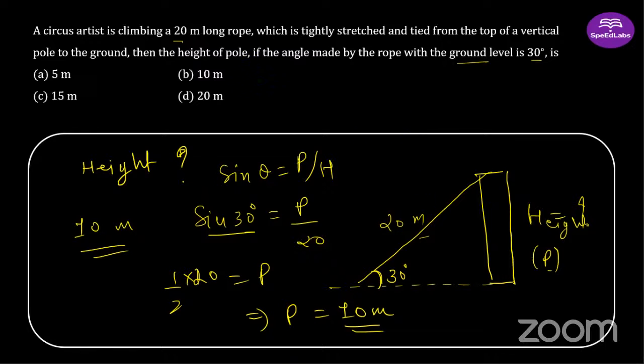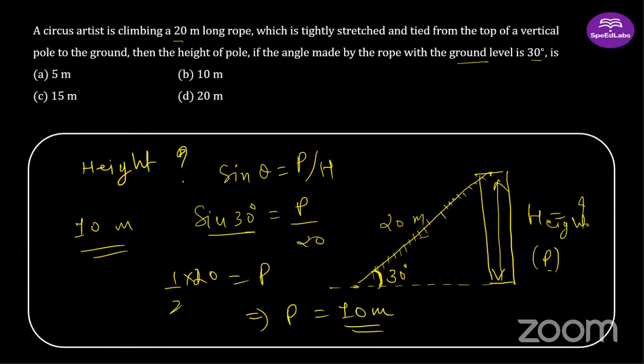So Ayush is asking for a re-explanation, and definitely we'll give it. The question given to us is: a circus artist is climbing a 20-meter long rope, which is tightly stretched and tied from the top of a vertical pole to the ground. If this is our rope, one end is on the ground and the other end is on the top of a tower. The end on the ground is making an angle of 30 degree, and they have asked us the height of this particular tower.